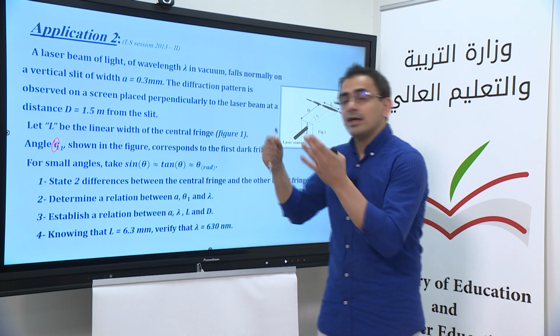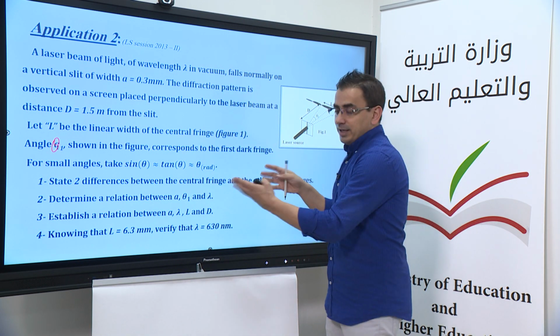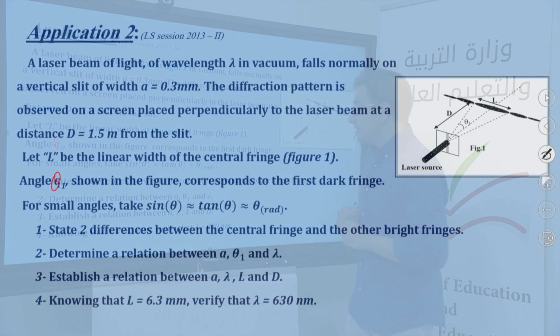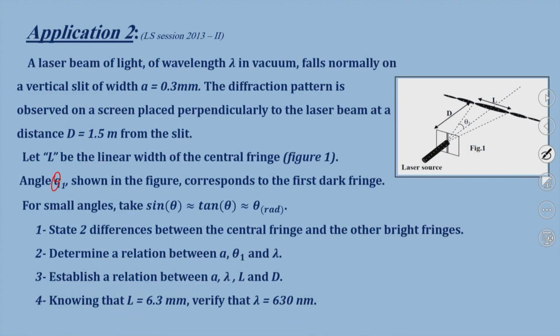More than any other part of this lesson. State two differences between the central fringe and other bright fringes. Determine a relation between A, theta 1 and lambda. Establish a relation between A, lambda, L and D. Finally, given L, verify that lambda equals 630 nanometers.